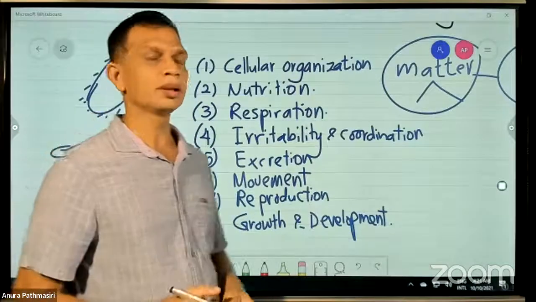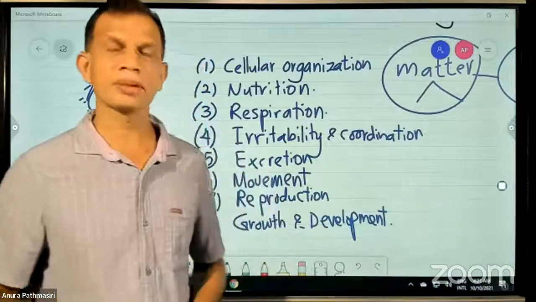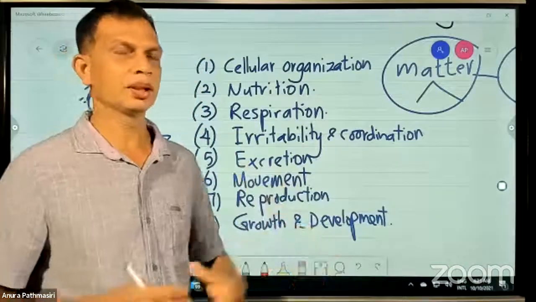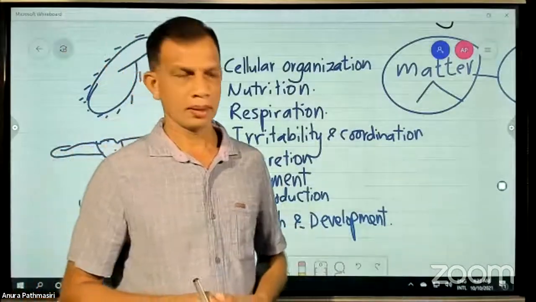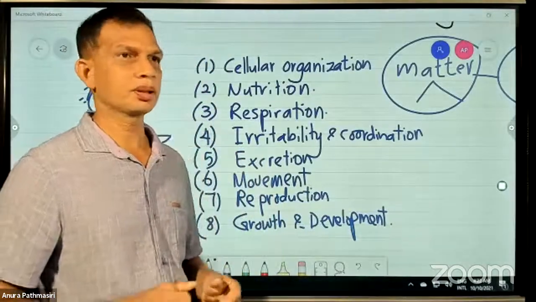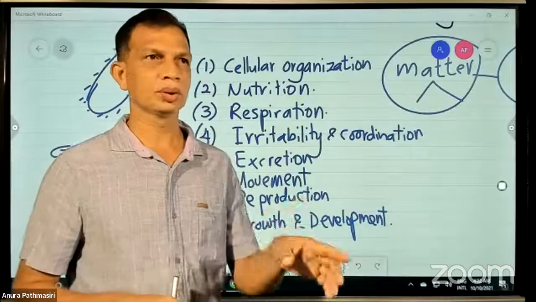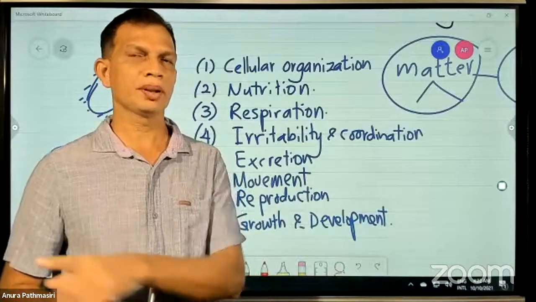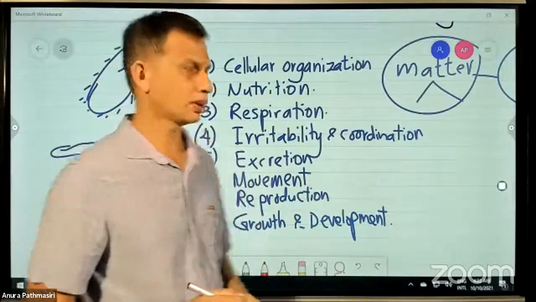Respiration, here it is, the cellular respiration. The respiration takes place within the mitochondria. In the mitochondria, cellular respiration takes place with glucose and oxygen, and carbon dioxide and water vapor are produced.